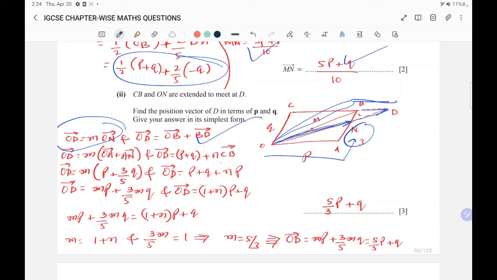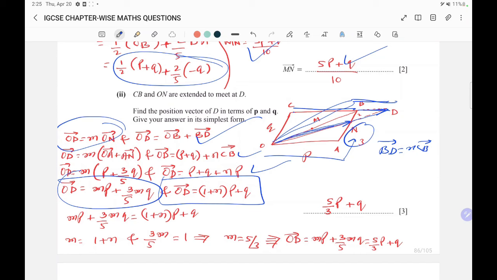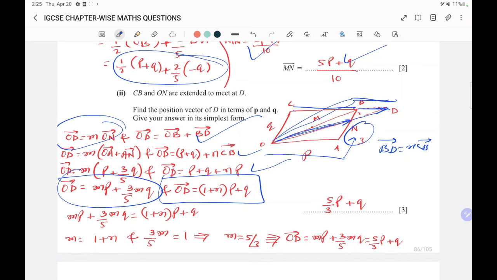And OD will be OB plus BD. So OB is P plus Q, and for BD, I can consider this BD vector and CB vector lie on the same line. So BD I can consider N times CB, and CB was P, so NP. Oh, I have written over here as well. Now OD is this one, MP plus 3M over 5 Q, and OD is (1 plus N)P plus Q.